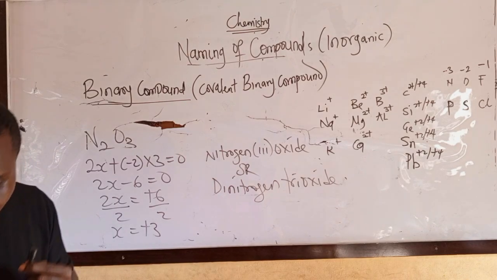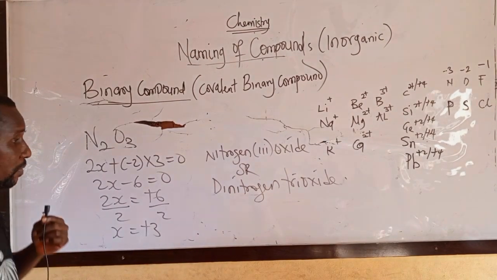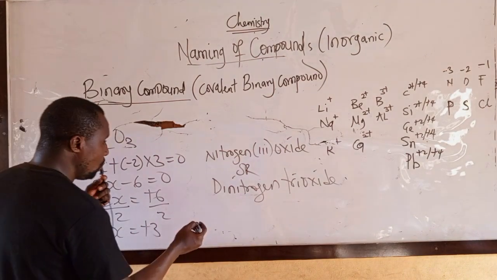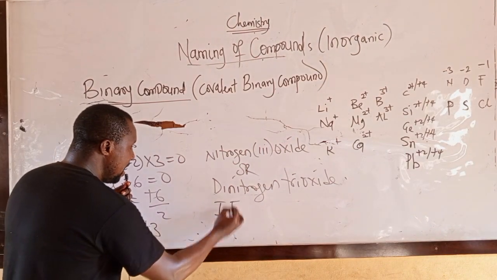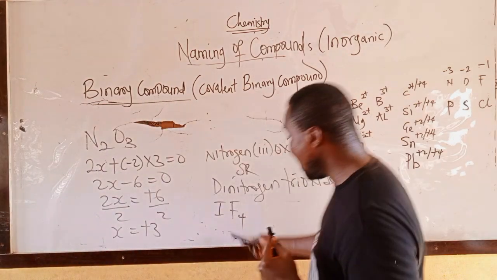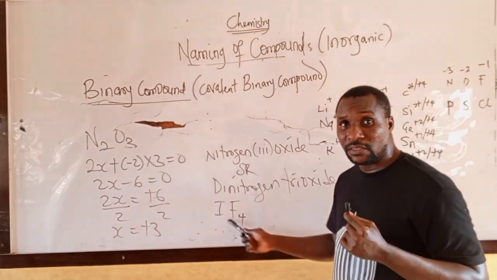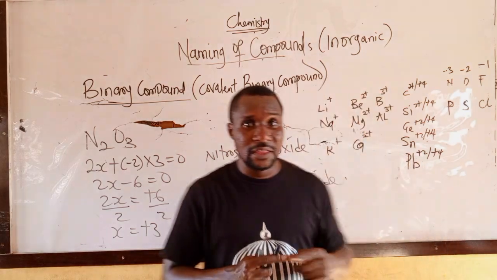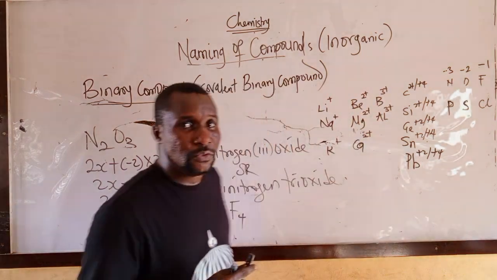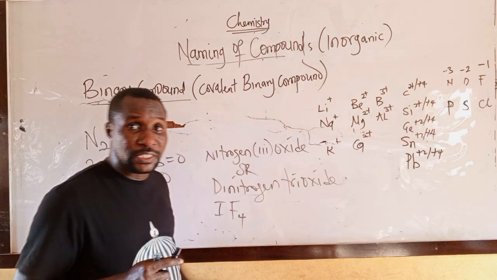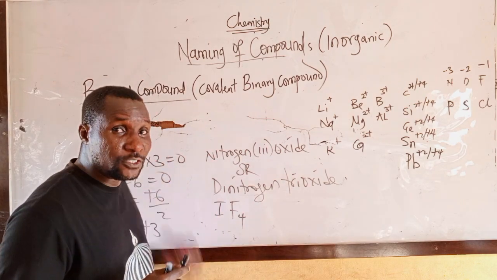Take note of that. Try this one. Please look at this. Try this. This one where you have IF4. This is an interhalogen compound. For the prep students, when we get there, you will know interhalogen. Halogen elements can react with each other.